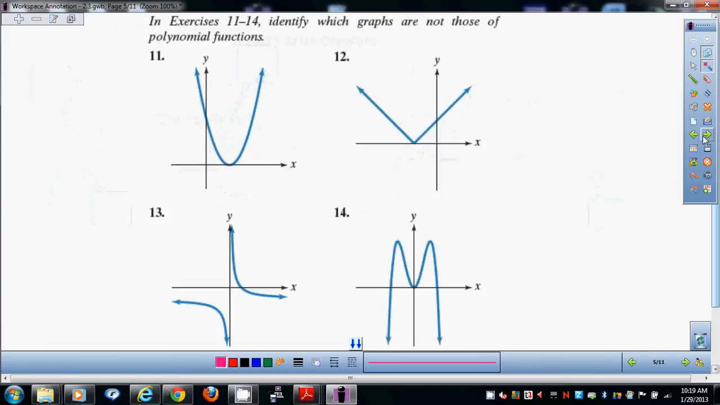Identify which ones are and are not polynomials. 11, yes or no? Sarah? You're right. Yes, it is. Latifa, 12, yes or no? Very good. It has a corner. Nathan, 13, yes or no? Close. It can't have a break. It is nice and curved, but it can't have a break in it. So 13 is actually no. And 14, Leslie, yes or no? Very good. Questions about those?